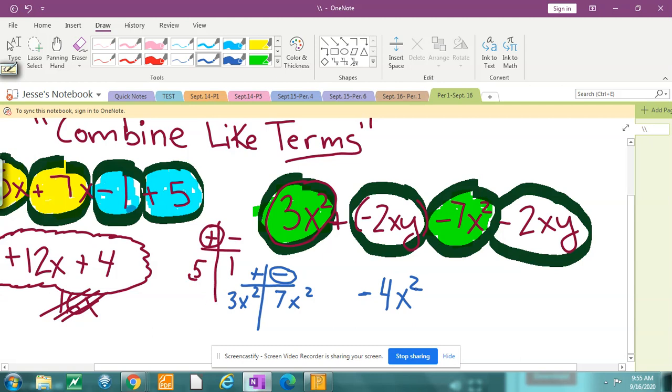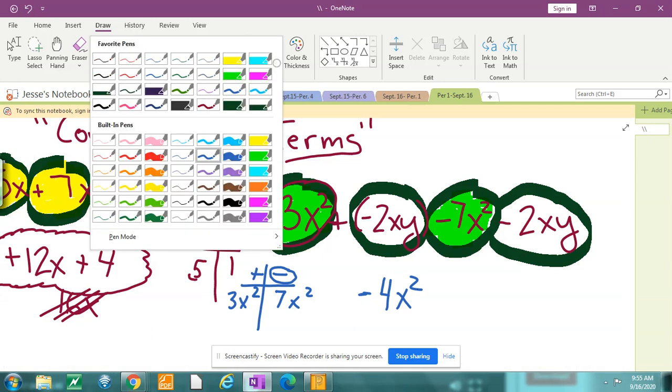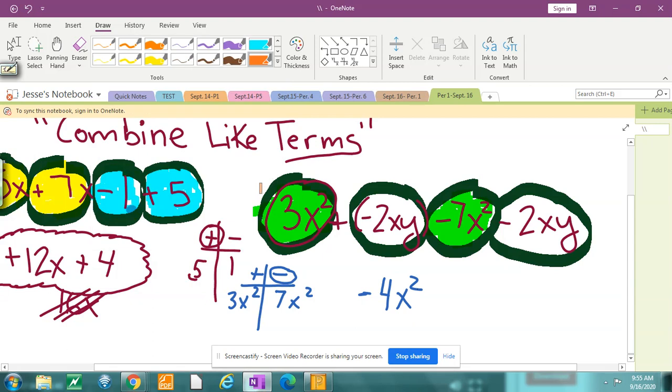See that? Now, what about xy? Well, let me change the color. Let's see, let's do this one real quick. So negative 2xy, all right? Negative 2xy, and then the other negative 2xy. So don't say 0, guys. Make sure you do the t-chart to help you out. So remember, it's negative 2xy, and negative.